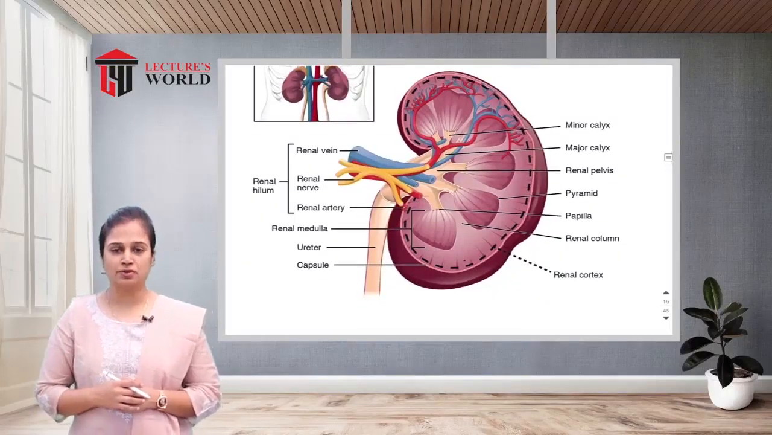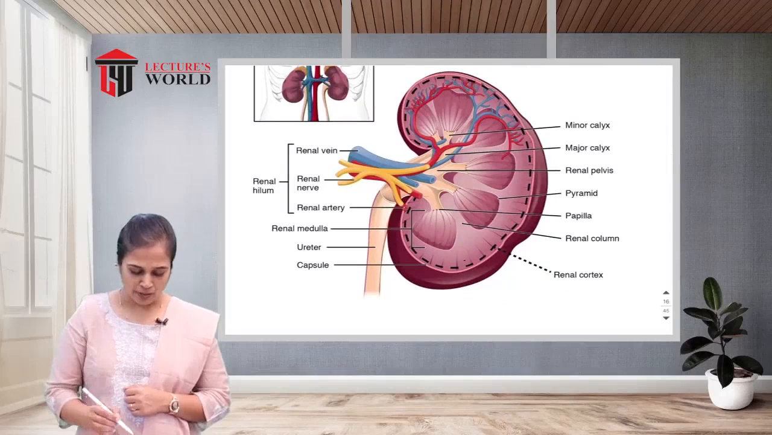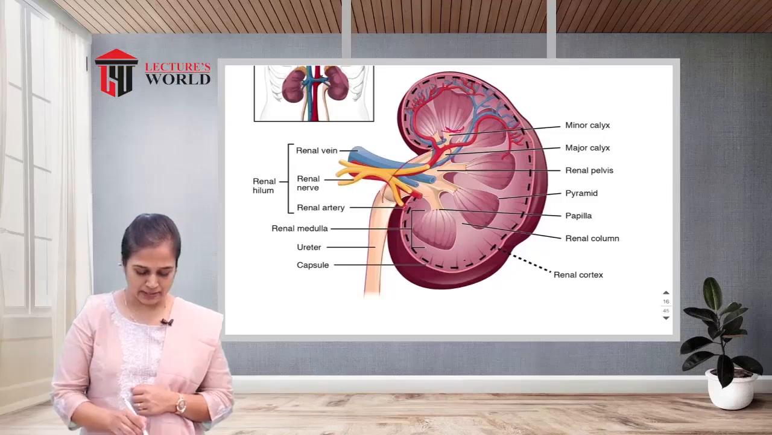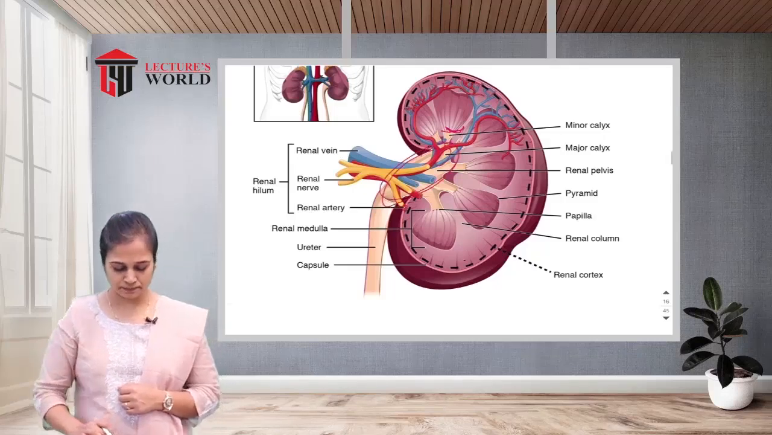In this image you can see more clearly: this is the minor calyx, this is the major calyx, and this is the renal pelvis.